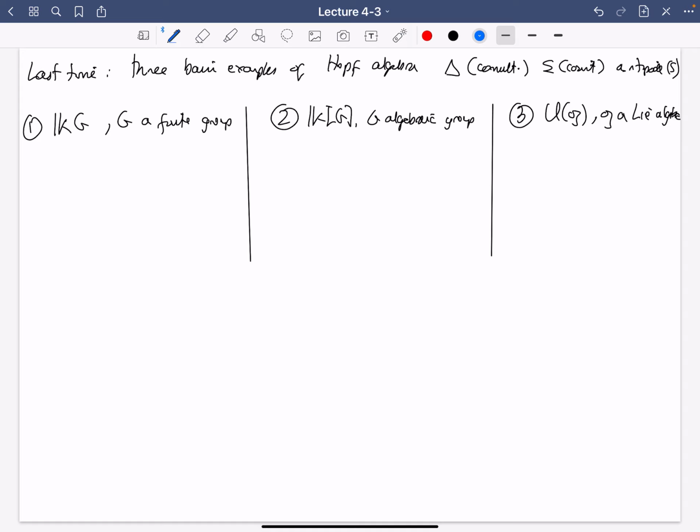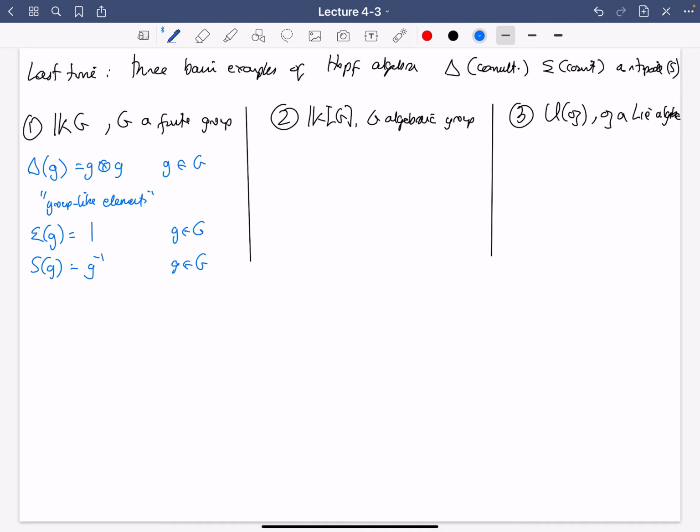So in case 1, the co-multiplication was defined on a group element: Delta of g is g tensor g, for g in G. Elements of a Hopf algebra with this property, by the way, are called group-like elements: elements where delta of the element is just the element tensored with itself. Those are the group-like elements of a Hopf algebra. And the co-unit on a group element is 1, and the antipode on a group element is g inverse, again for g in G.